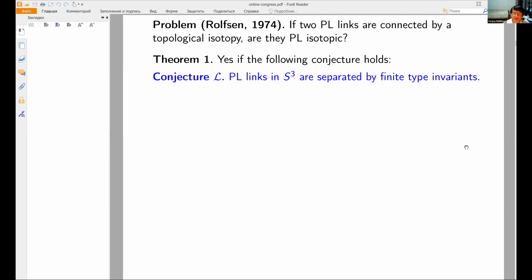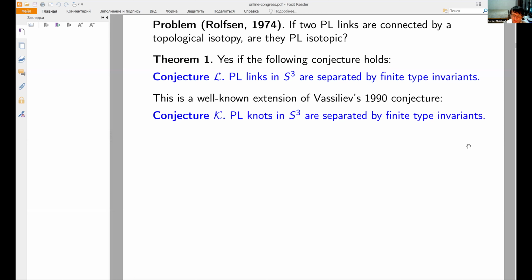The first theorem says that the answer is affirmative if the following conjecture holds. Namely, piecewise linear links in S3 are separated by finite type invariants. This is just a little extension of a well-known conjecture by Vasiliev, which says that piecewise linear knots in the three sphere are separated by finite type invariants. Some people mention this more general conjecture and even some stronger conjectures in their papers, but let me not go into that.